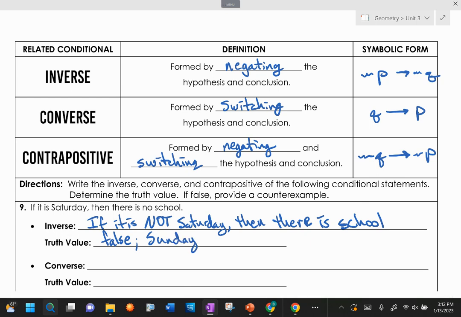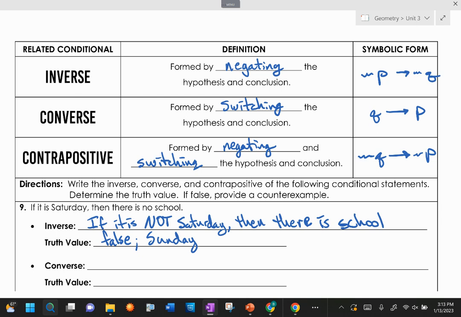Sunday. So does this make sense? So let's listen real quick. So the inverse of "if it is Saturday, then there is no school" is "if it is not Saturday, then there is school." That would be true Monday through Friday, but we still have Sunday, which I think we all agree we don't have school on. Okay, so that makes this false. And the reason it's false is because Sunday exists.